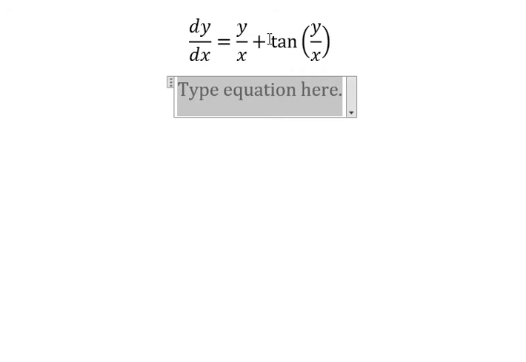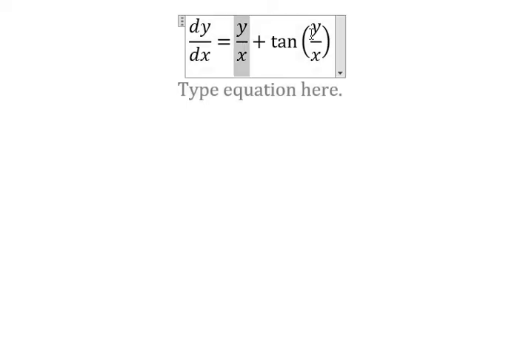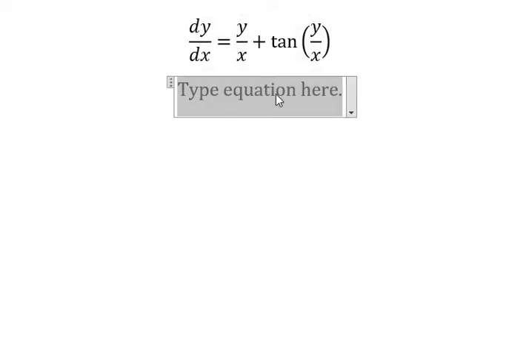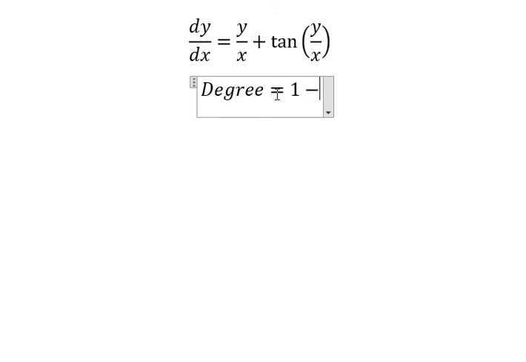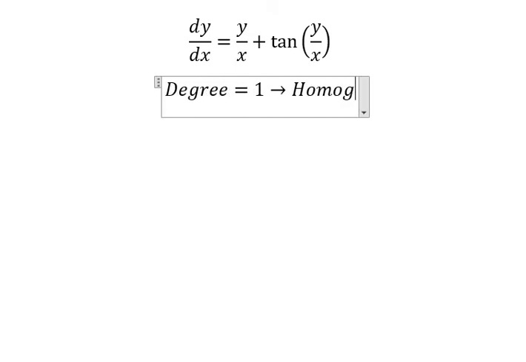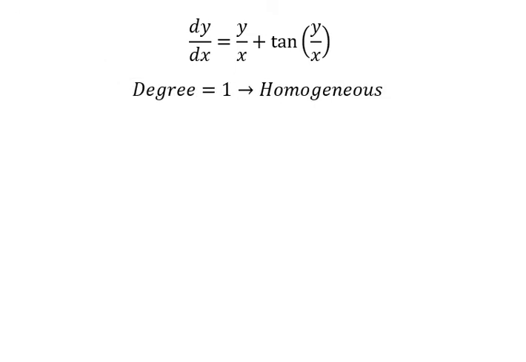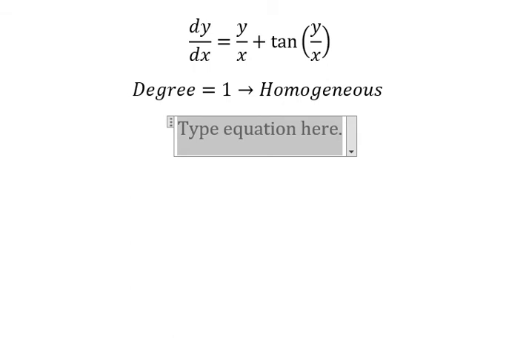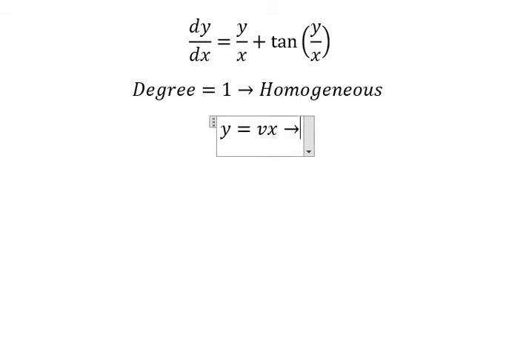We know that y over x, they are degree number 1. So this is about homogeneous. So I will put y equal to vx.